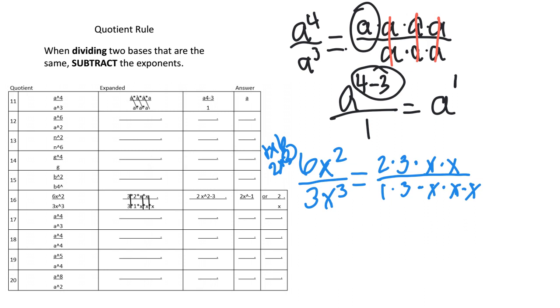So then I'm going to start canceling out my common factors like I did in the first one. A common factor of 3 and 3, and a common factor of this x and this pair of x's. When I finish canceling out my common factors, I know that I have 2 on the top, 1 on the bottom, and then an x also on the bottom.